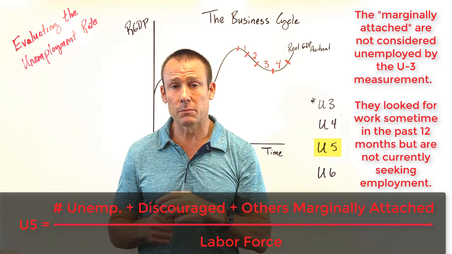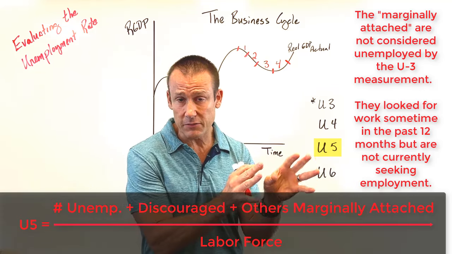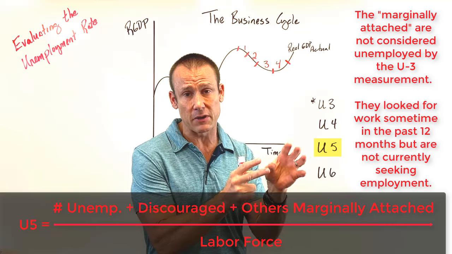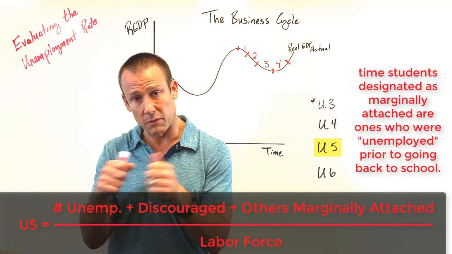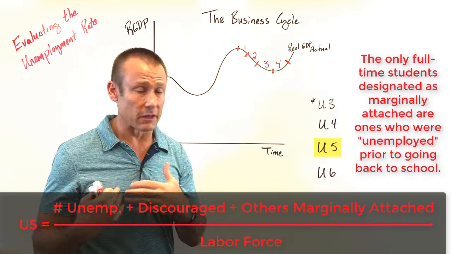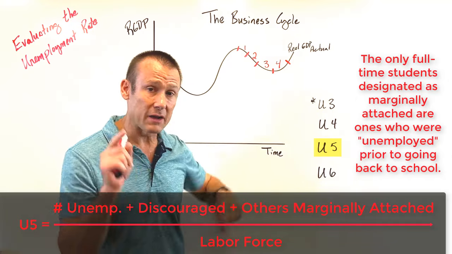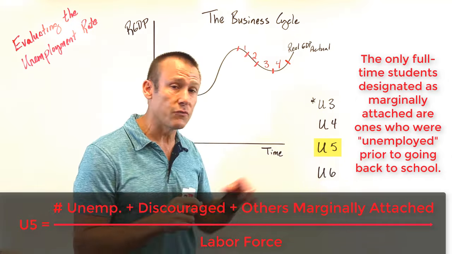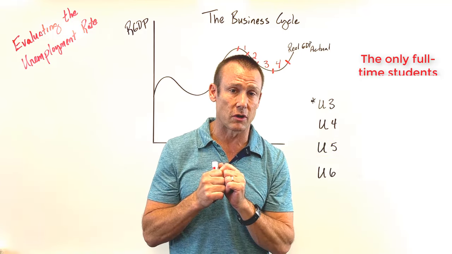Just one example could be somebody that got so frustrated they decided to go to school because they couldn't find a job and were frustrated at trying to find a job. They decide, you know what, I guess I've got to go back to school, okay? So they become a full-time student, and guess what? They drop out of the labor force as far as U3, but again, U5 is going to count them. So again, U5 is the number of unemployed plus discouraged workers plus all others that are marginally attached. Discouraged workers are marginally attached, and there's some others like that full-time student that I just described.